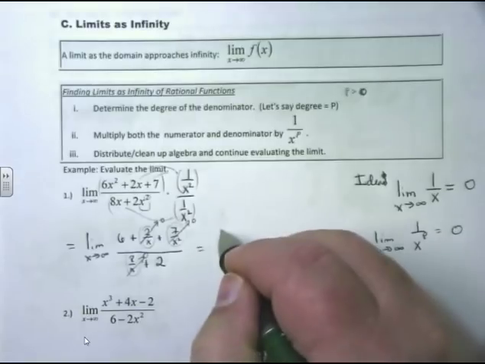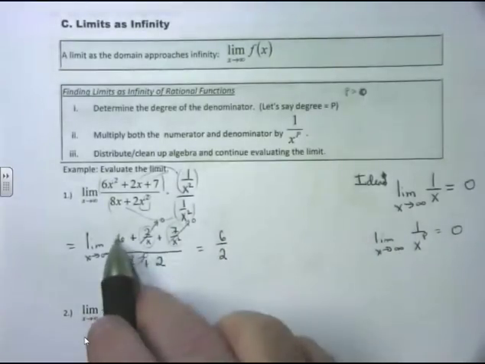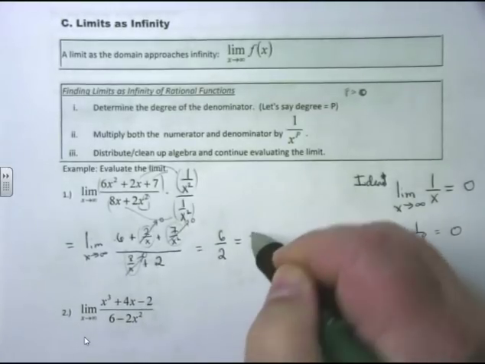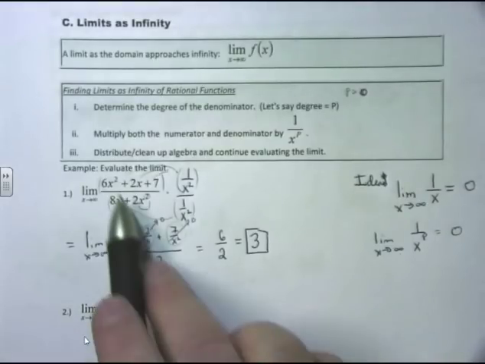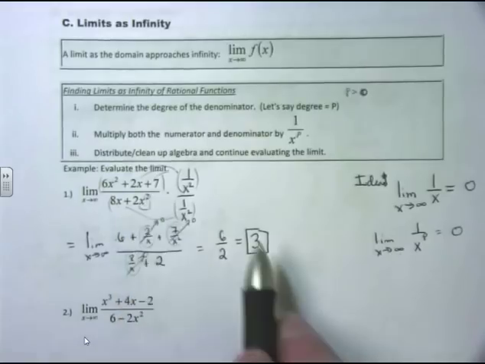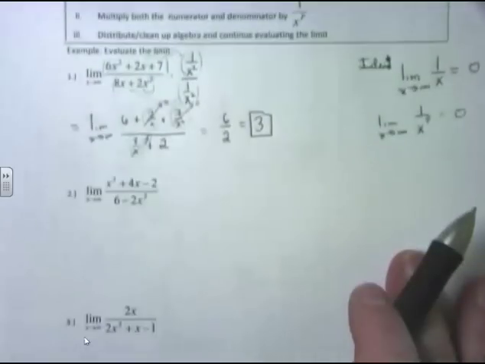Leaving me with 6 divided by 2. 6 from the numerator and divided by 2 in the denominator, and you can clean that up. That's equal to 3. My answer is the limit as x approaches infinity of 6x squared plus 2x plus 7 divided by 8x plus 2x squared is actually equal to 3. Take a look at this next guy.